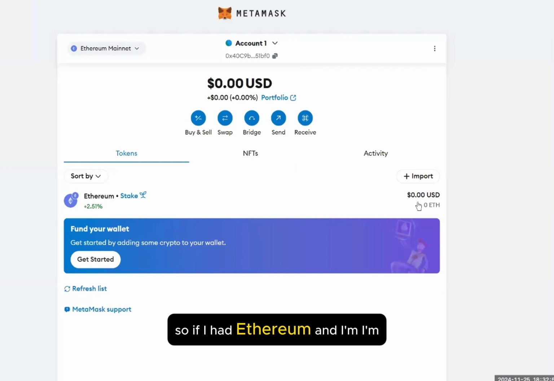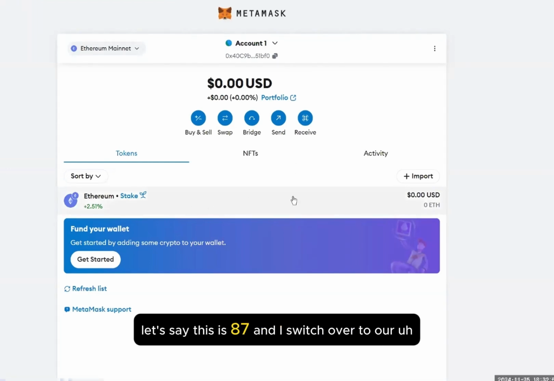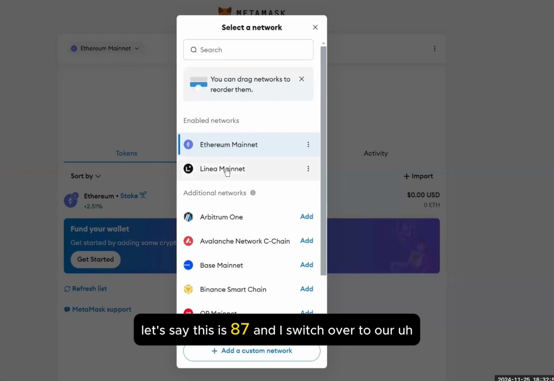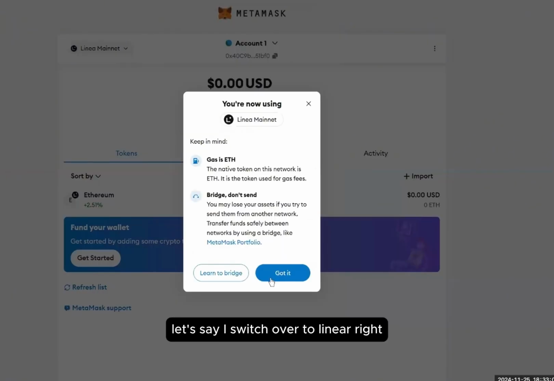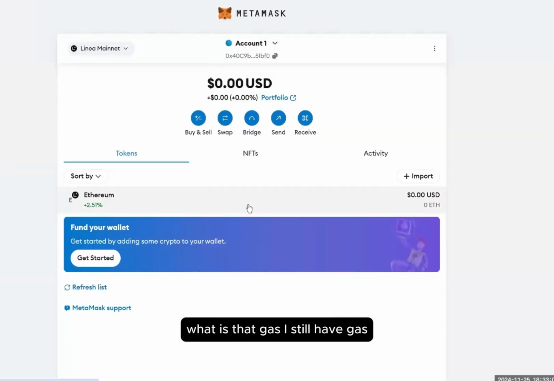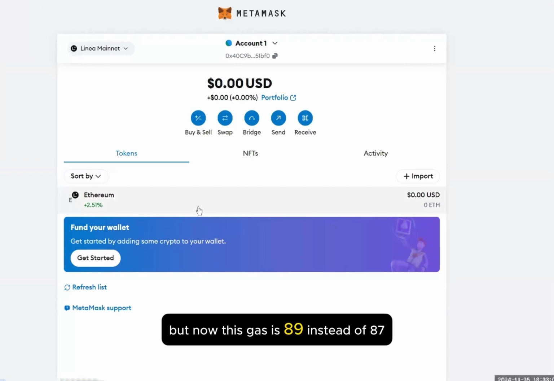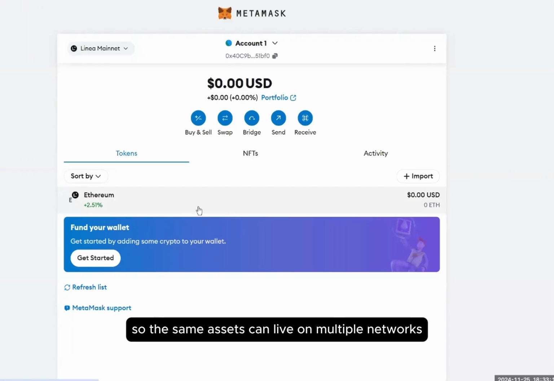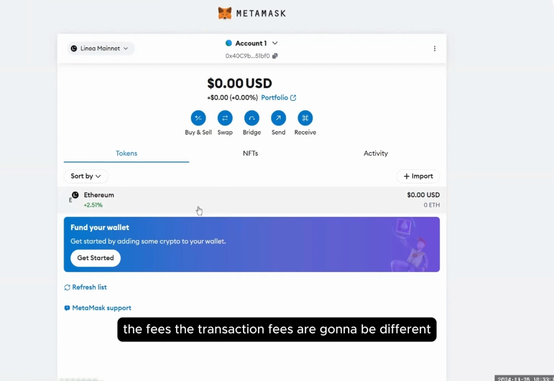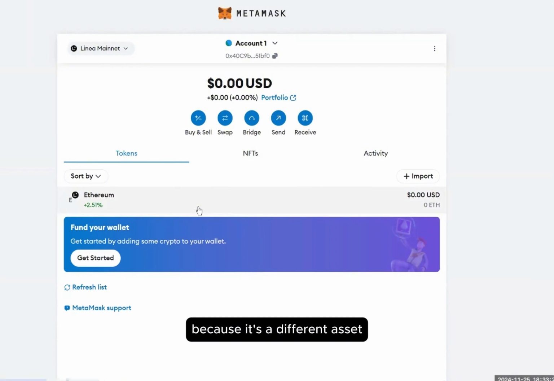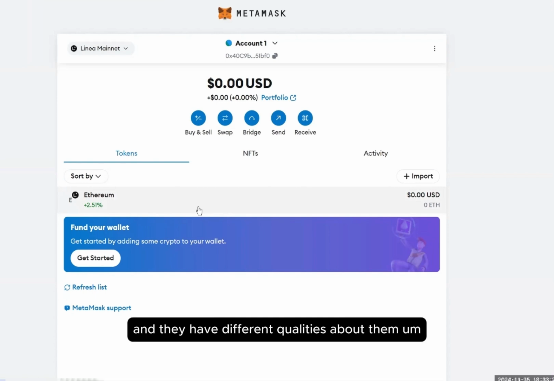So if I had Ethereum and, let's say this is 87, and I switch over to Linea for right now. Let's say I switch over to Linea, right? I still have Ethereum. What is that? Gas. I still have gas, but now this gas is 89 instead of 87. So the same assets can live on multiple networks, but each network has a different set of rules. So when you're on each network, the transaction fees are going to be different depending on what network you use, because it's a different asset, it's a different medium, and they have different qualities about them.